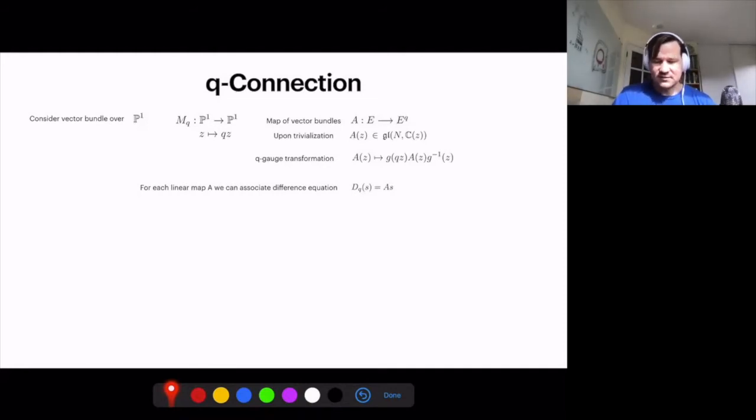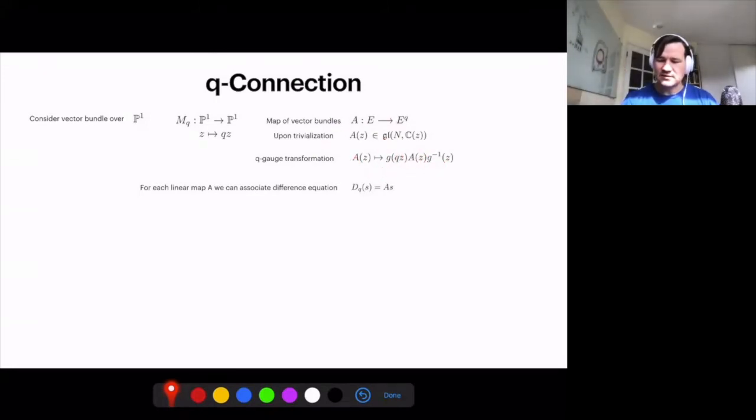Let's see if we can understand this geometrically. So consider a vector bundle on CP1, and then consider the map M sub q from P1 to itself, which just multiplies the coordinate by a non-zero number q. So that induces a map of vector bundles A from E to E^q, where E^q is the pullback of the bundle by this map M_q. And the bundles go in a different direction. And then upon choice of some trivialization, this map will take values in GL_n(C(z)), so it will be functions of z inside n by n matrices which are invertible. And then if you decide to change the trivialization on P1, then this map will change.